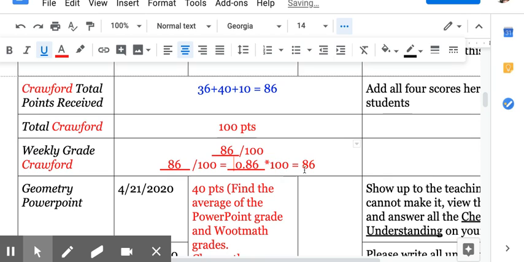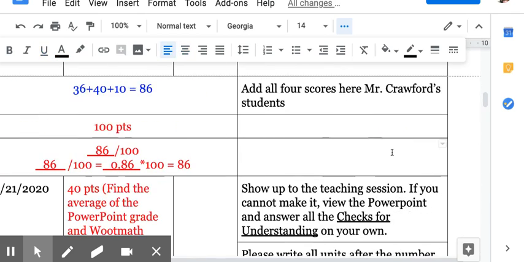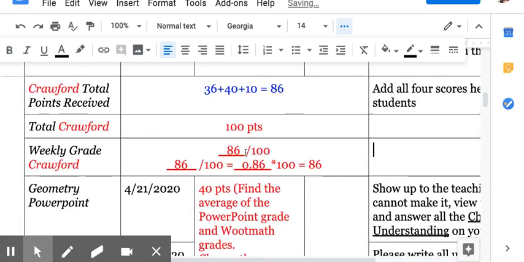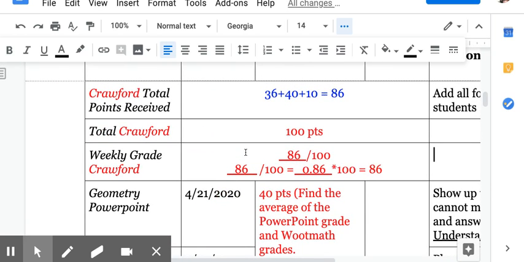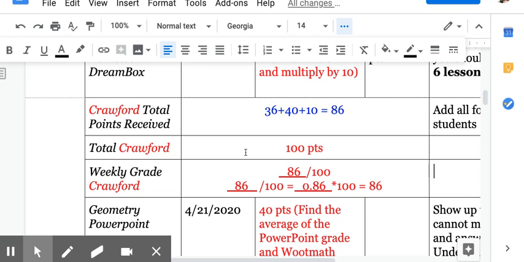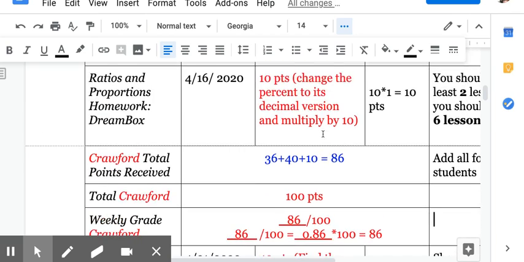And that's how you're going to know your grade all week. And you can put how you feel about your grade. I want to do better, and this is what I think I should do. Honestly, I don't really care too much about that, but if you put a reflection, I will be grateful. So you will do this to see your grade in my class every week. And this will be a good tool for you because if you don't agree with your grade on School Max, you can come to me about it and I will either fix it or help you.